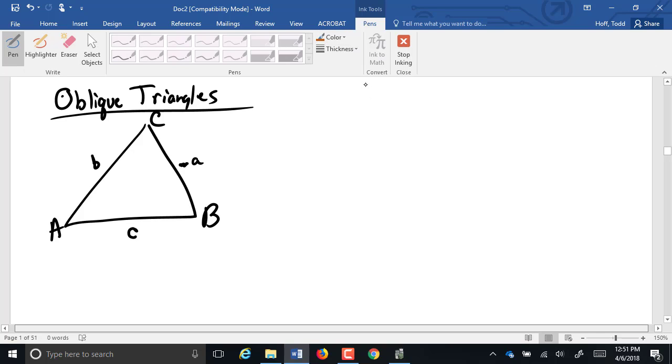The largest side is across from the largest angle. So if I label these angles 48 degrees, 76 degrees, first of all, what's angle C got to be up here then? 56, right? Because they have to add up to 180.